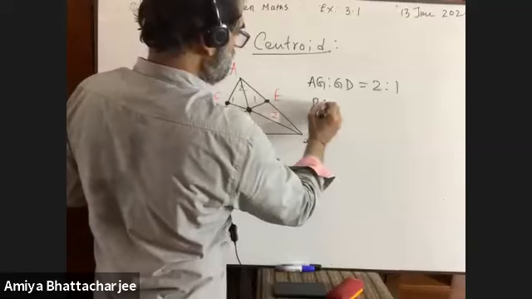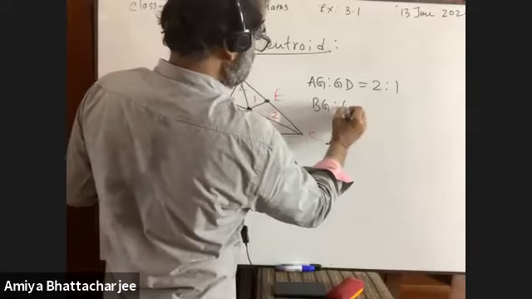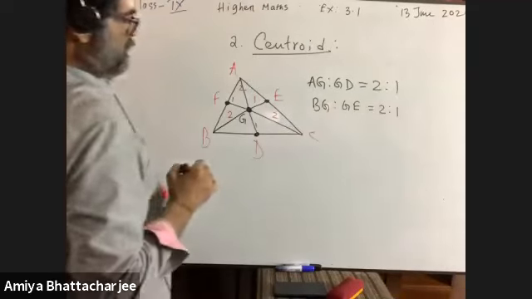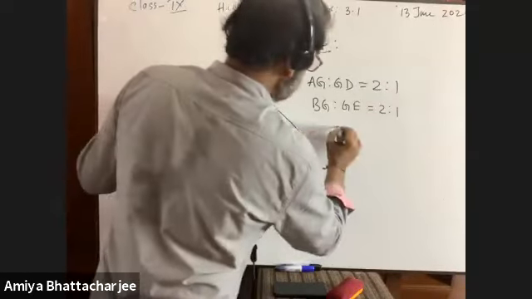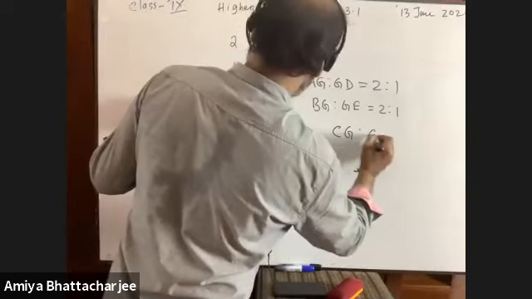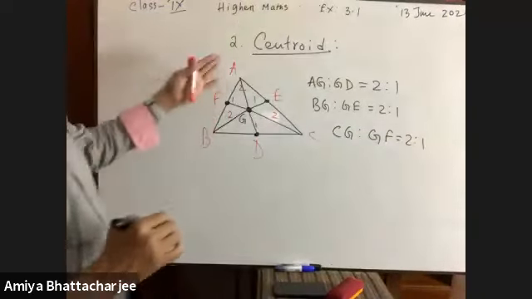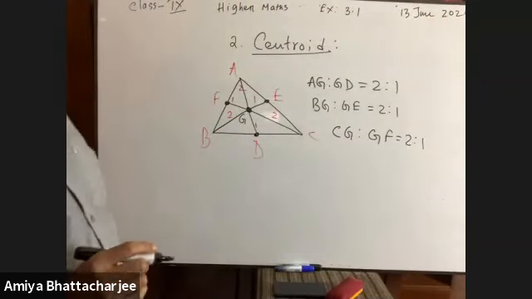Please, if you don't understand, just let me know. BZ is to ZE is 2:1. Okay. CZ is to ZF equals 2:1. You will get too many maths on this. Okay. Please write down.